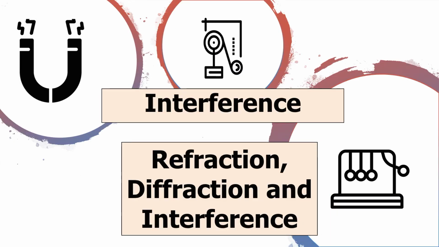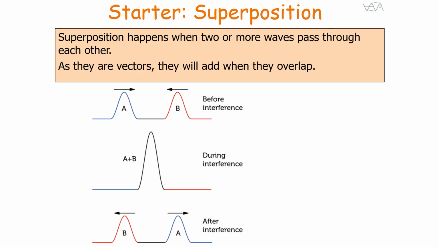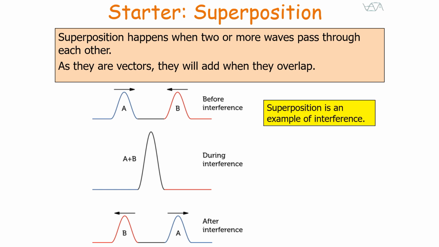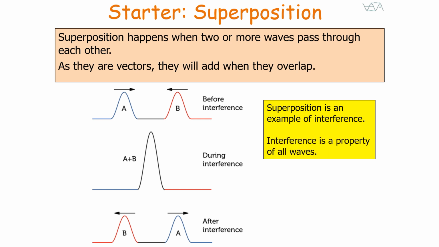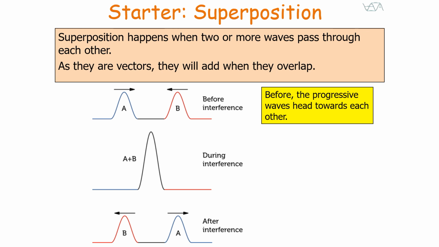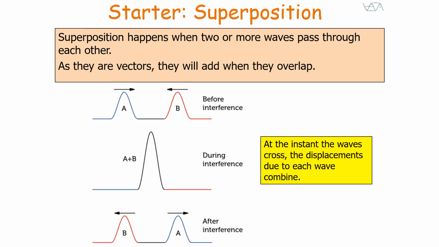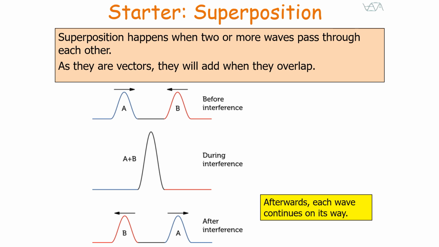So we'll start off in this revision session by looking at the concept of interference. Now, superposition is a phenomenon that happens in waves, which happens when two or more waves pass through each other. Because the waves are vectors, they'll add when they overlap. Superposition is an example of interference, and interference is a property of all waves. In this situation, the progressive waves head towards each other. At the instant in which the waves cross and overlap, the displacements due to each wave combine, and then after this process happens, each wave continues on its way unaffected.